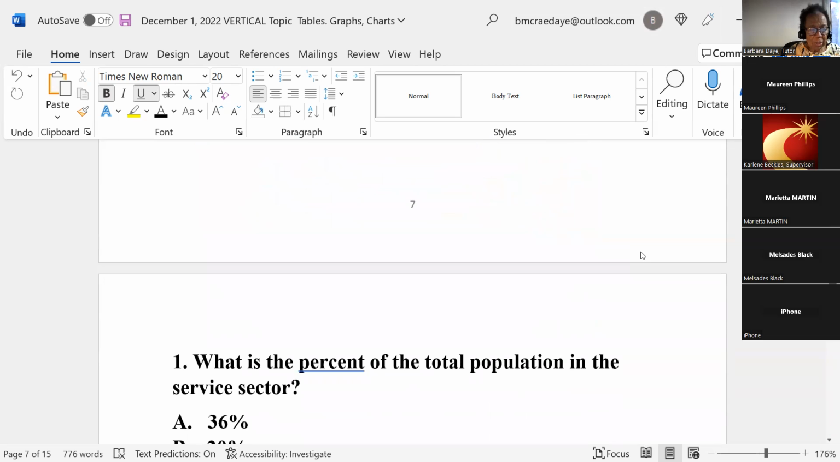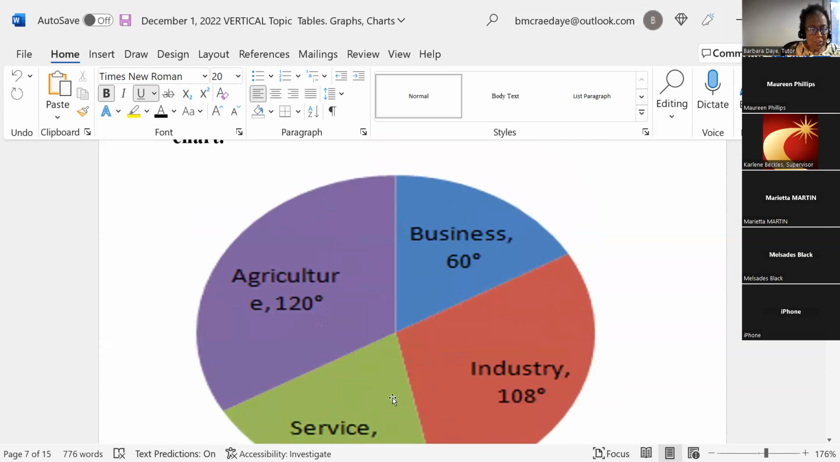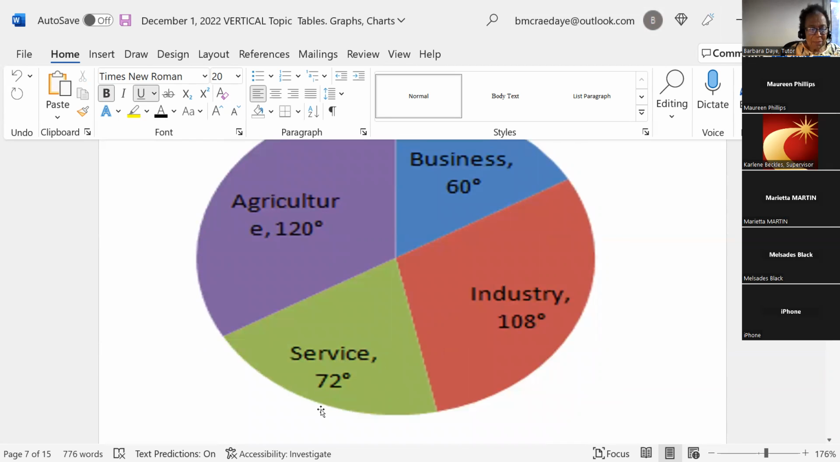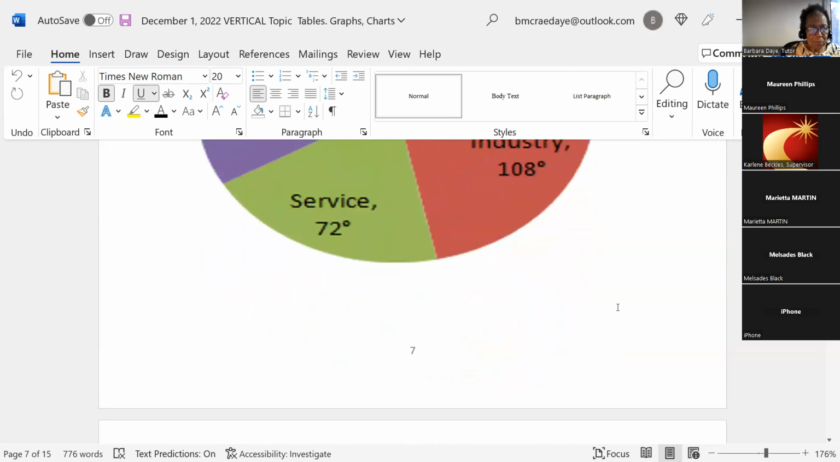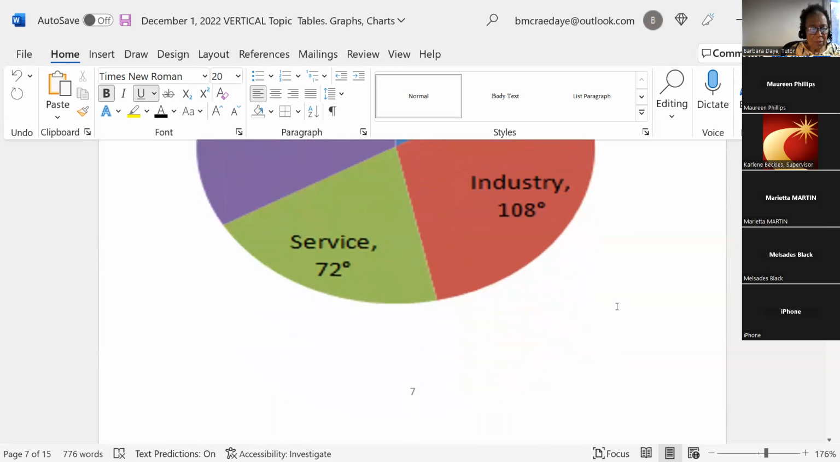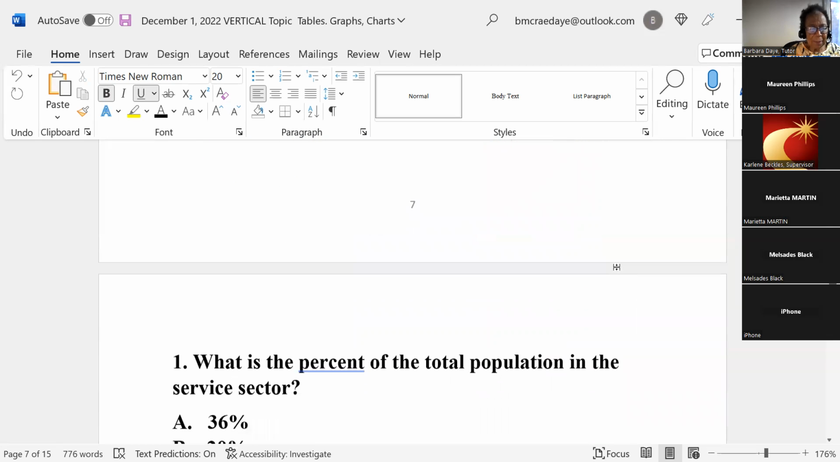Now, what percent of the total population is in the service sector? Here's the service sector, 72. You know the total is 360. So divide the 72 by 360 and tell me what you get. That's how you solve this number 1. The service sector is 72 degrees, right? Divide that by 360. You just told me the total. And what do you get?